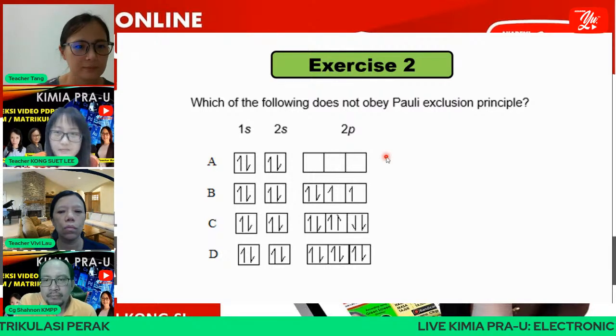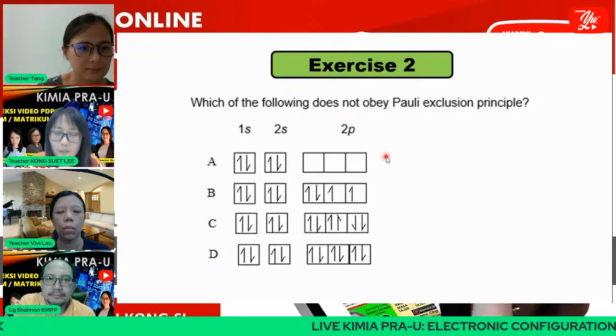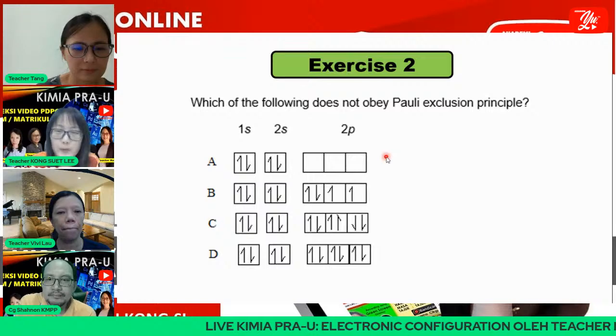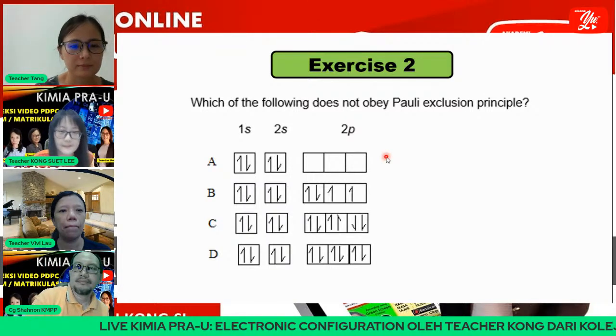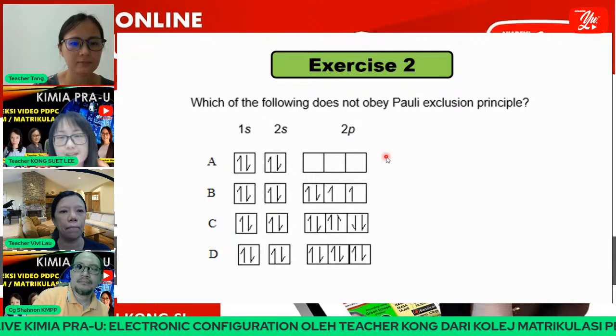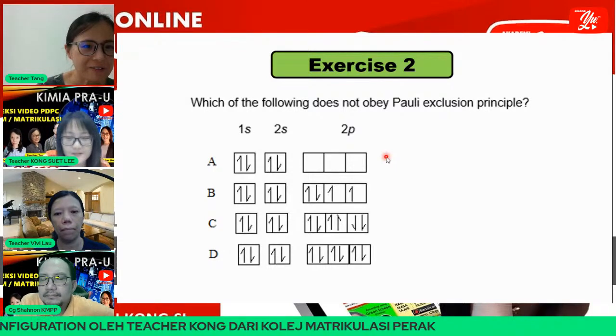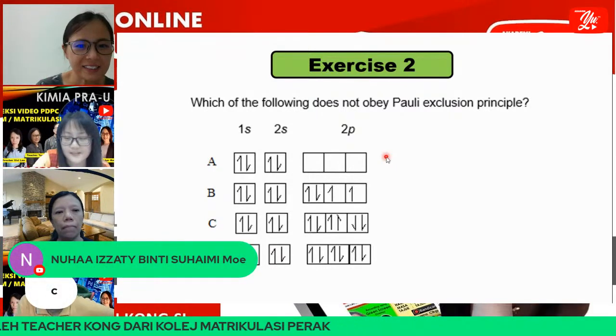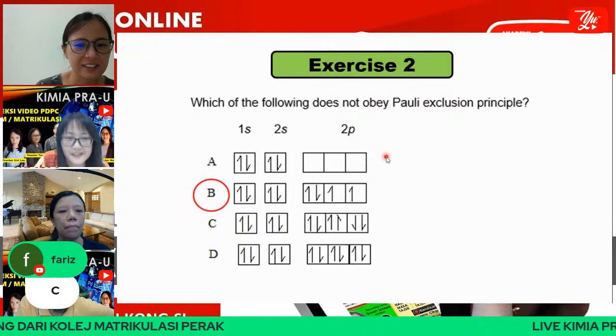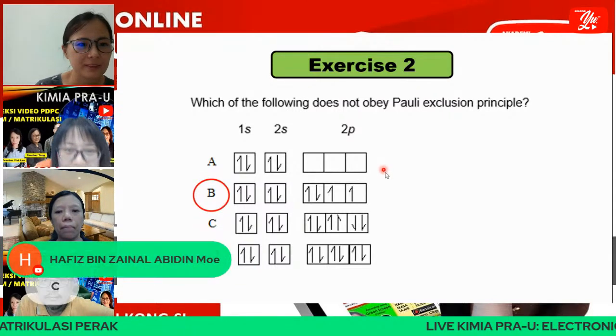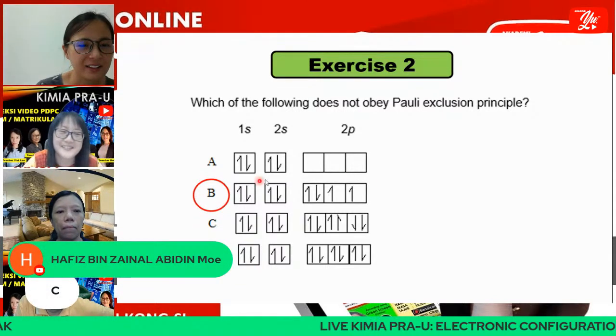Okay, try which one? Not follow Pauli exclusion principle. But also always remember what Pauli exclusion principle state. Izzati answer C and Faris also answer C. Yes, very good. Wait. My answer is wrong. Your answer is correct.